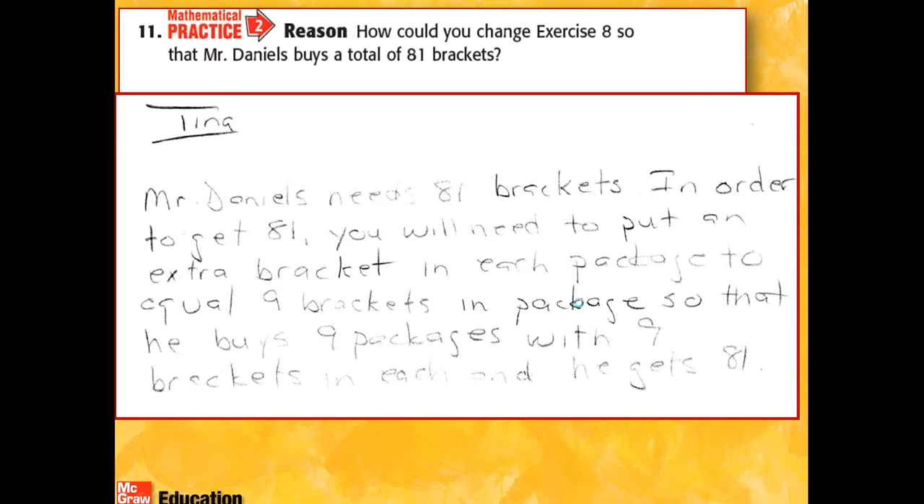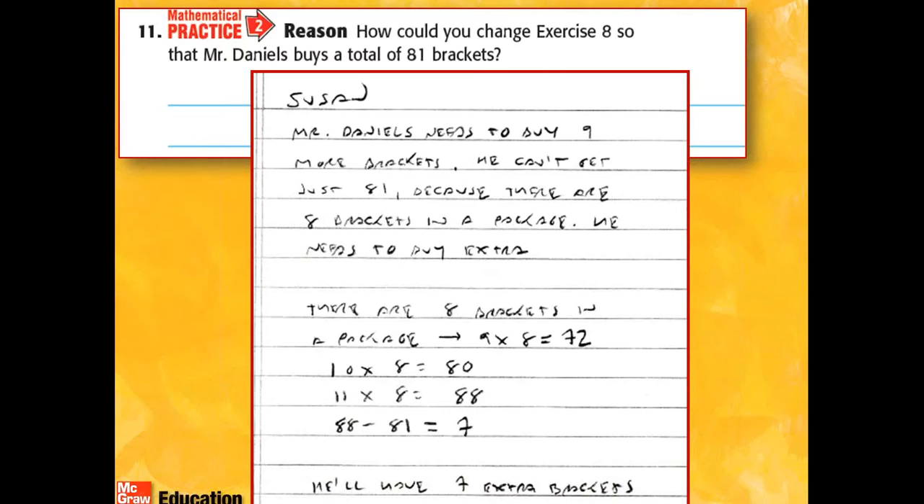Susan, on the other hand, is a bit more pragmatic and probably shops at the store a little bit more with her parents. Her response was, Mr. Daniels needs to buy 9 more brackets, but he can't get just 81 because there are 8 brackets in a package, so he needs to buy extra. And then she goes on to explain that there are 8 brackets in a package, so 9 times 8 is 72. If he was to buy 10 packages, he'd have 80, which is still not enough for 81. He could buy 11 packages, which have 88 brackets, and then the 88 minus the 81 that he needed left him with 7 brackets extra.